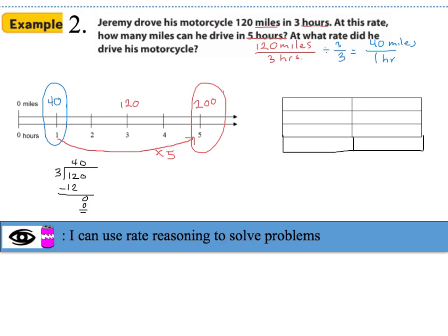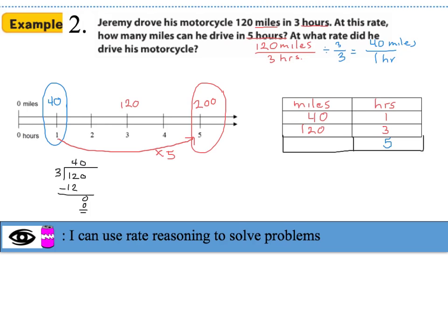So let's go ahead and solve that same exact problem using a table. I'm going to label the first column as miles and the second column as hours. So given the information, I know that Jeremy can drive 120 miles in 3 hours. And once again, I didn't place it in the first row because I want to use that for my unit rate. Since I already figured out my unit rate, I'm going to place 40 miles per 1 hour in the first row. Now the problem is asking me to figure out how many miles he can drive in 5 hours. So I'm going to place a 5 in the hour column.